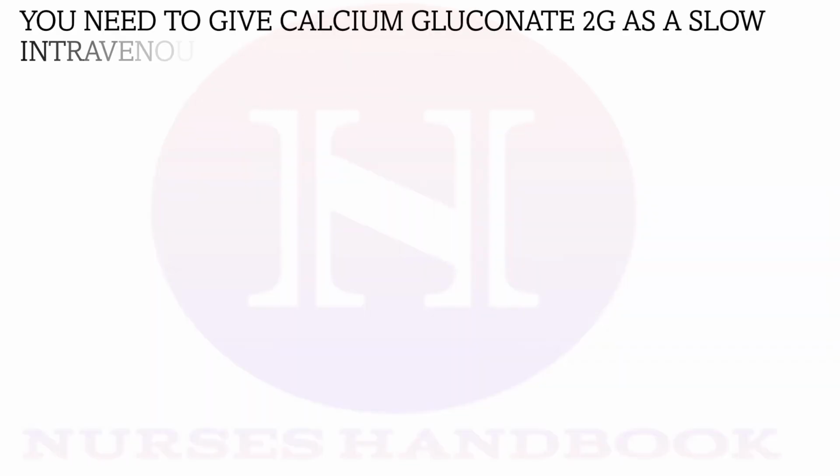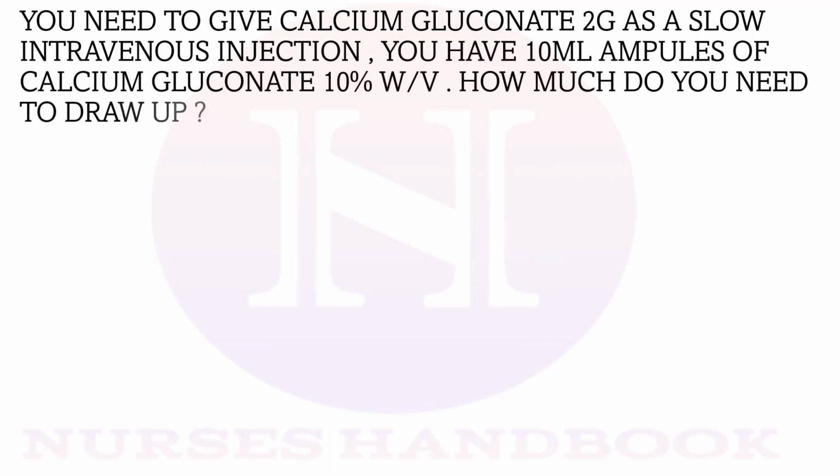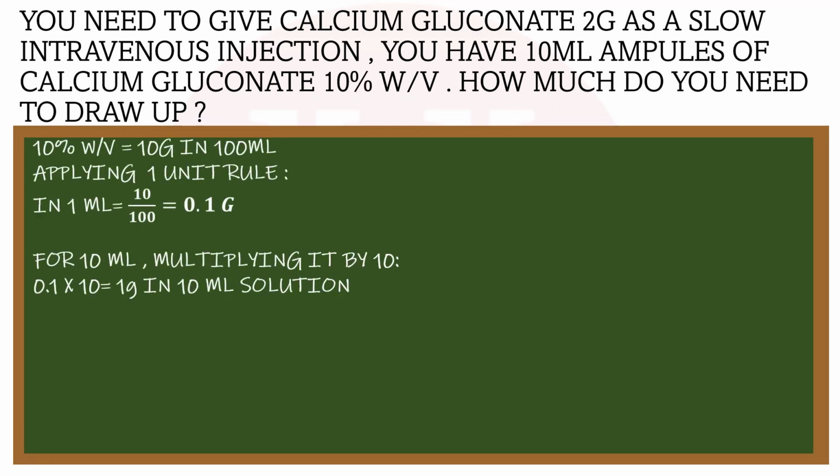Next question, you need to give calcium gluconate 2 gram as a slow intravenous injection. You have 10 ml ampule of calcium gluconate, 10% W by V. How much do you need to draw up? So firstly, we know that 10% W by V means 10 grams in 100 ml. Then we will be applying the 1 unit rule, and by this we will be calculating out that in 1 ml we have 0.1 gram of calcium gluconate.